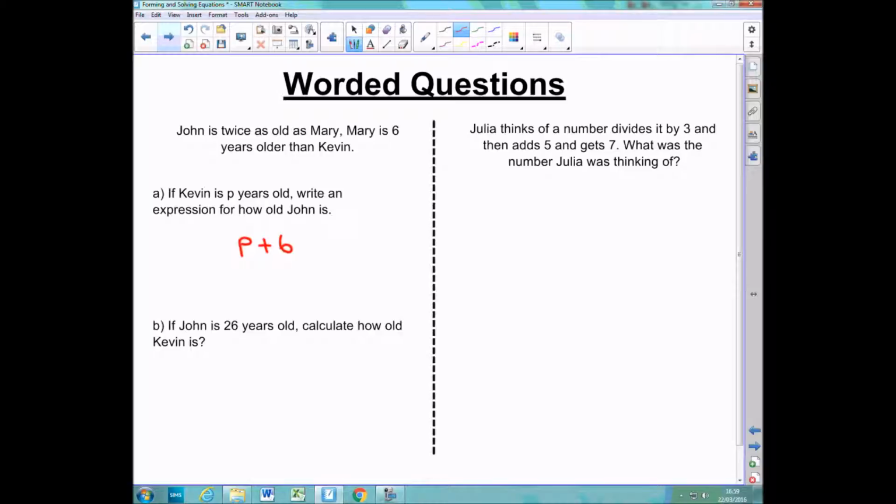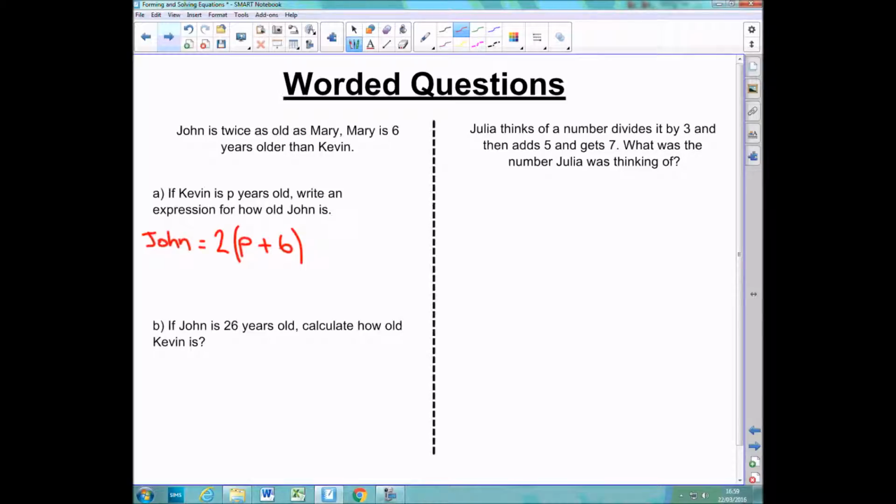The next part tells me that John is twice as old as Mary. So to get an expression for John, which the question's asking for, I need to multiply the whole of Mary's expression by 2. To show I'm multiplying the whole thing, P plus 6, by 2, I need to put brackets around it. So the expression for John is 2 lots of P plus 6.